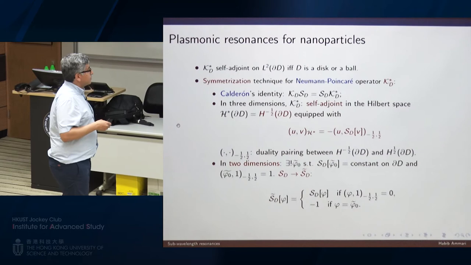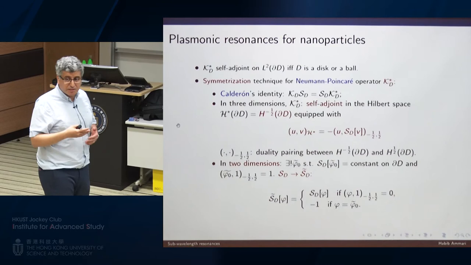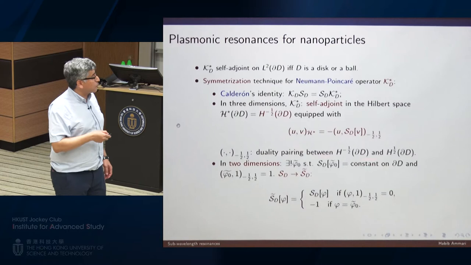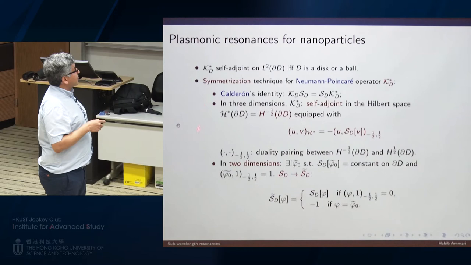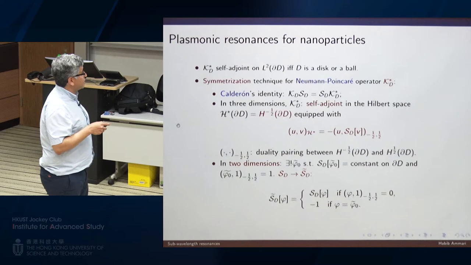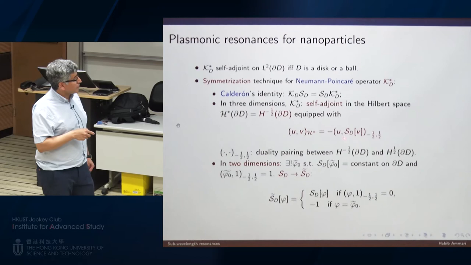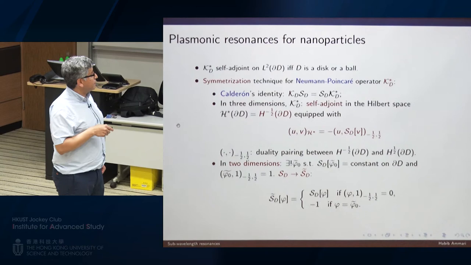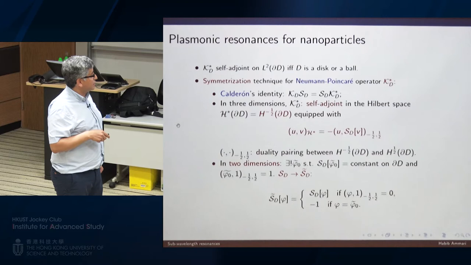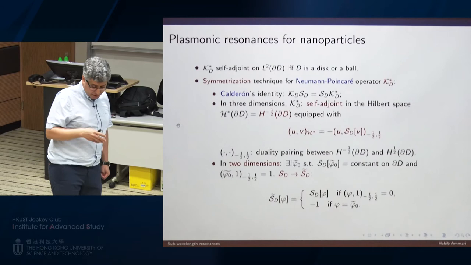In order to analyze this spectrum, you need this symmetrization technique. It's not self-adjoint, but you can symmetrize. By changing the scalar product, you can make it Hilbert, you can make it self-adjoint. So in three dimensions, you can make it self-adjoint in this Hilbert space, H minus one half, equipped with this norm, which involves the single layer potential. Single layer potential is invertible in three dimensions, so you have no problem in defining this. In two dimensions, it's a little bit more tricky because the single layer potential has a kernel, but the kernel is of dimension one at most.